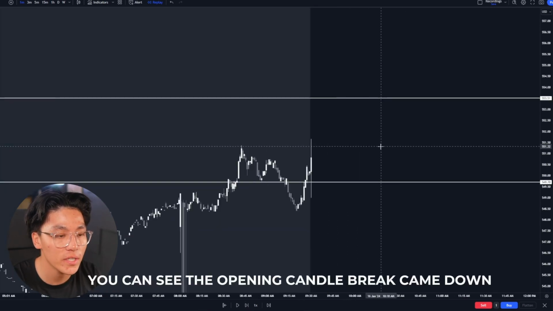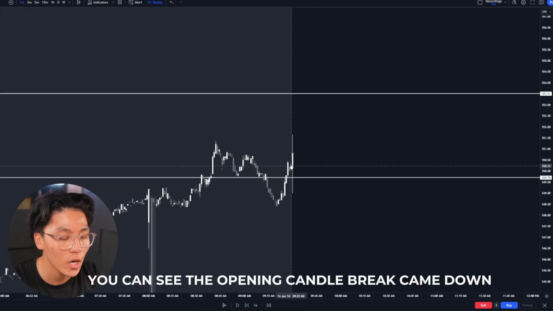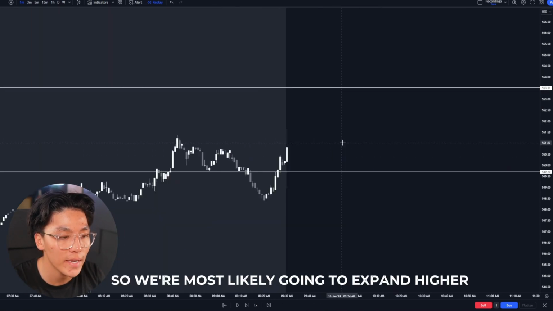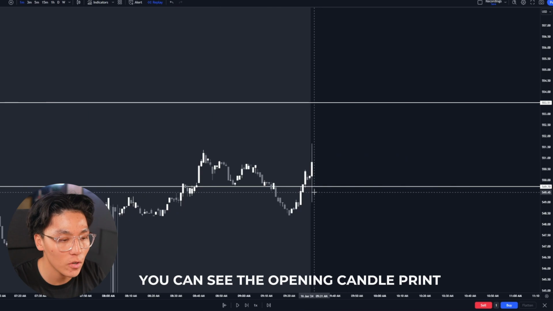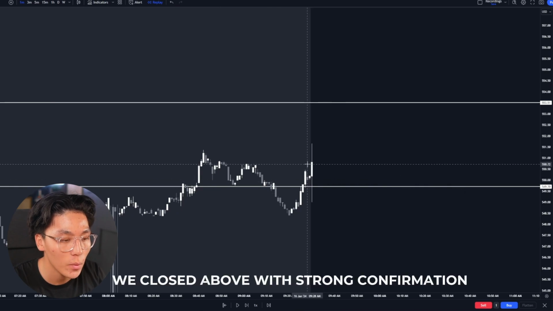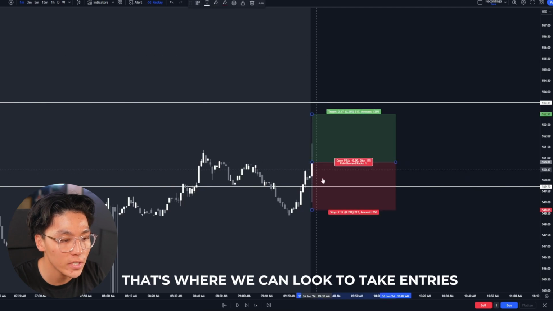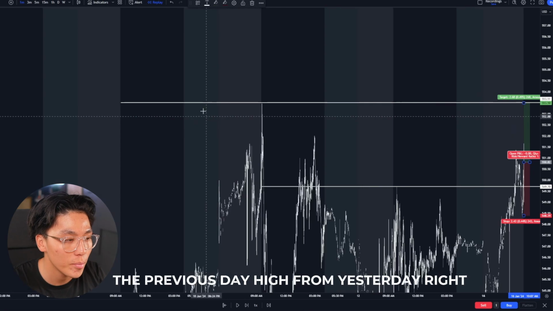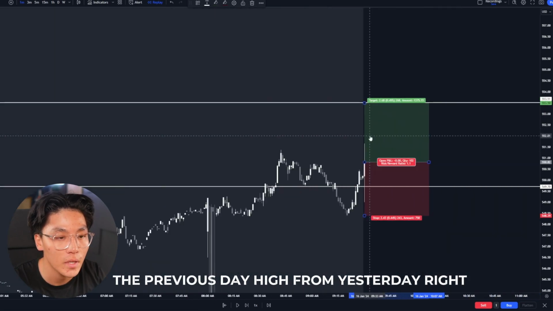So in this case, you can see the opening candle break came down, retested the previous day high level. So we're most likely going to expand higher. So right here, you can see the opening candle print. We retested previous day high. We closed above with strong confirmation. That's where we can look to take entries, with stops to break below. Your first profit target can be the previous day high from yesterday, right?